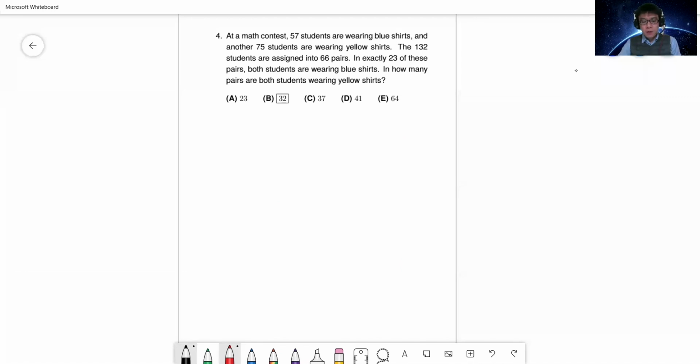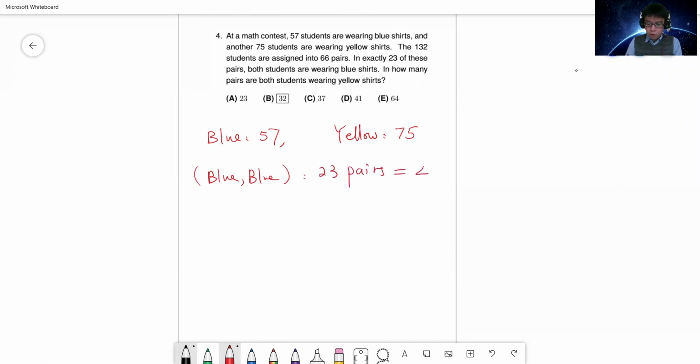Question 4. We have 57 students wearing blue shirts and 75 students wearing yellow shirts. Now they are assigned into 66 pairs. There are 23 of these pairs where both students wear blue shirts. Let's call this a blue pair. We have blue pairs. There are 23 pairs. That corresponds to 46 students.